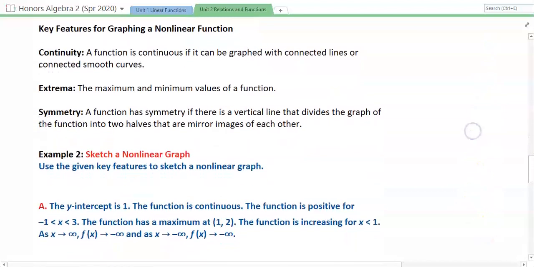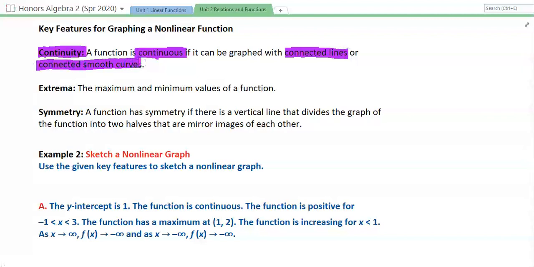So let's talk about nonlinear functions. A couple things coming out here. We've got continuity, and remember we talked about discrete and continuous functions the other day. A function is continuous if it's graphed with connected lines or connected smooth curves. So our linear functions that we had in the first two examples are continuous. They have continuity. A discrete function would be either broken up into pieces or individual points along the graph.